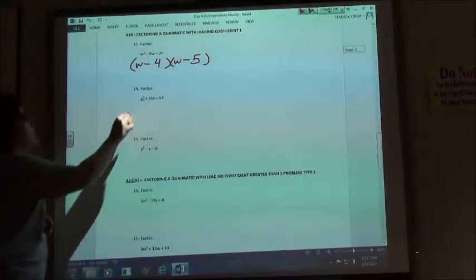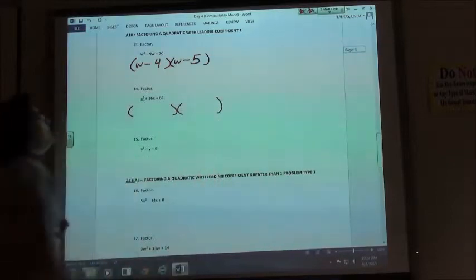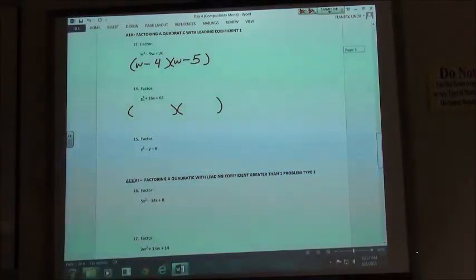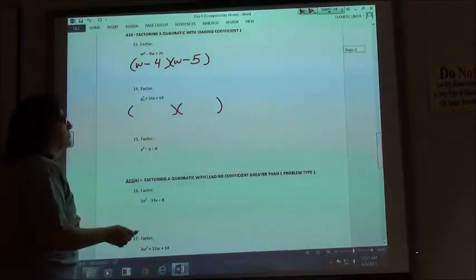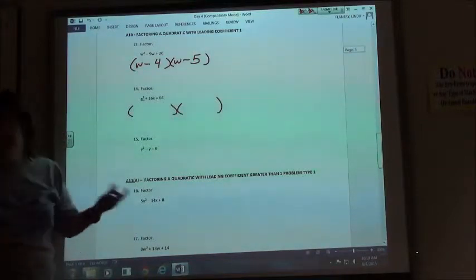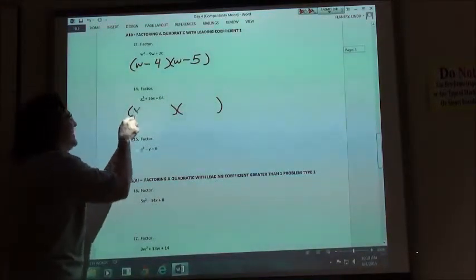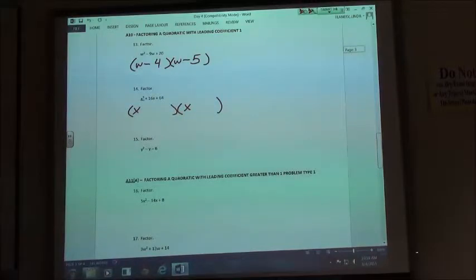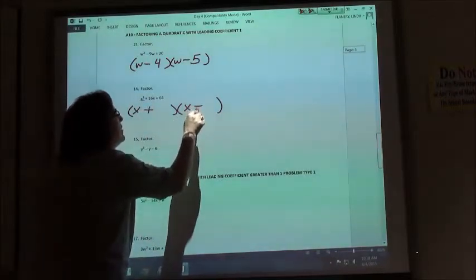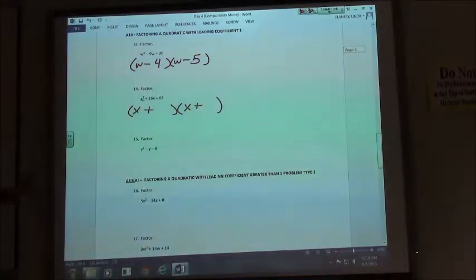So if I'm going to factor number 14 here, factors of x squared, x and x. My signs, both positive. Since the end is positive, they're both the same as the middle, a plus and a plus. Factors of 64 that add up to the 16 in the middle.